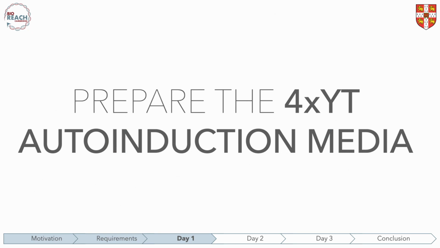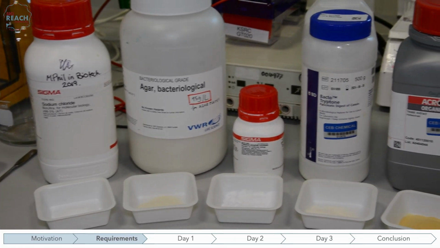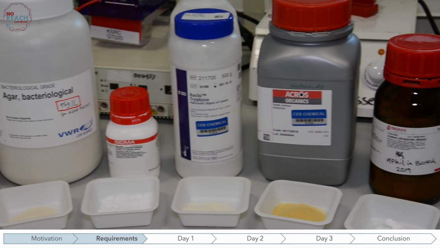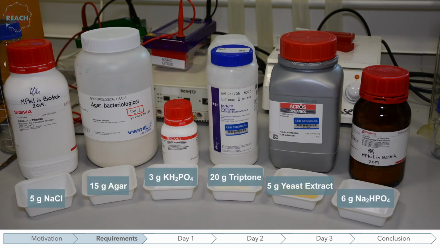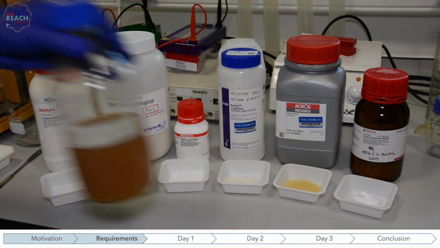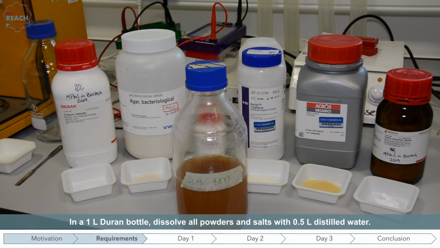For the first day, we begin by preparing the 4xYT autoinduction medium. We first weigh the nutrients and salts required for bacterial growth and then transfer these to a heat-safe 1 liter glass bottle. We then dissolve the added chemicals with half a liter of distilled water. To avoid contamination, this medium should be autoclaved.